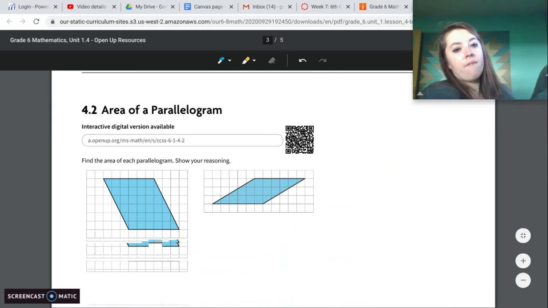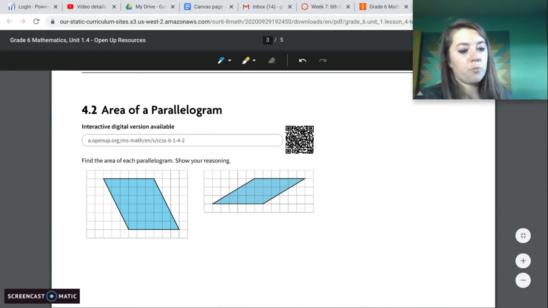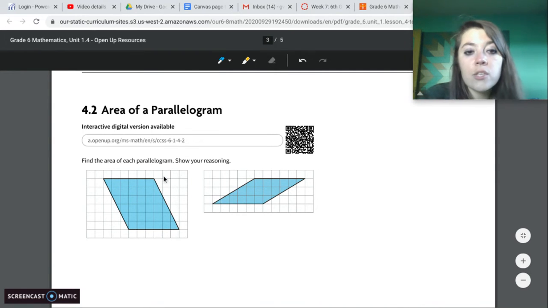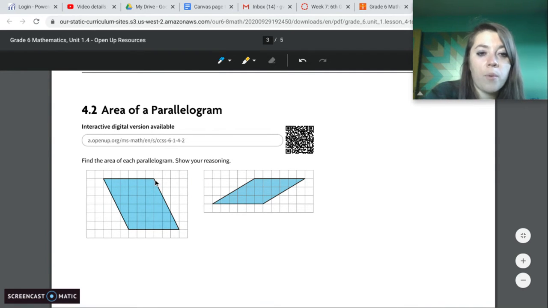So, area of a parallelogram. Find the area of each parallelogram, show your reasoning. So there's different ways to find the area of a parallelogram. One way is you could decompose it and rearrange. So we could take this triangle right here, cut it off, and move it over here. So we lined up the height, bring it over.